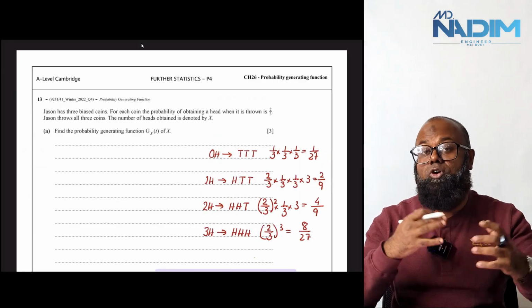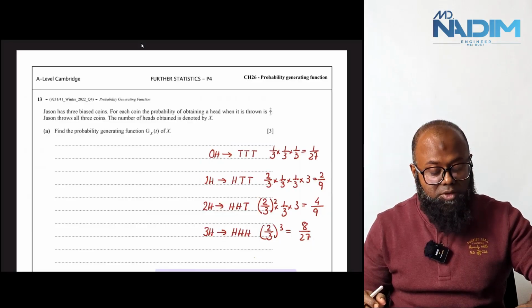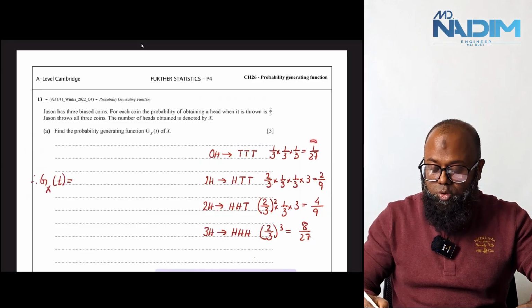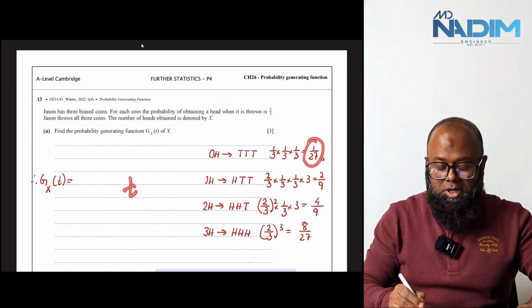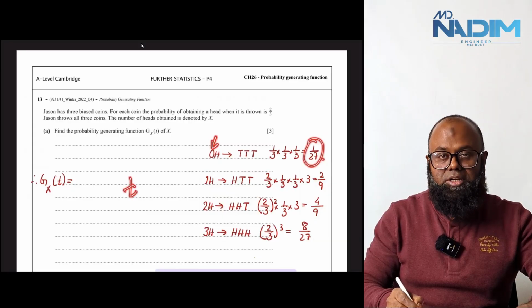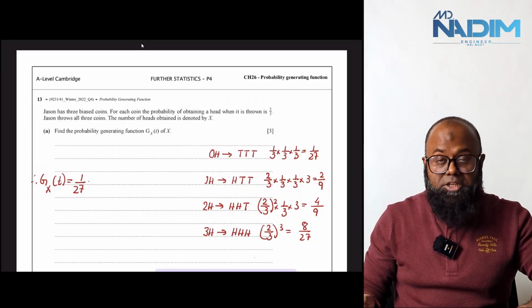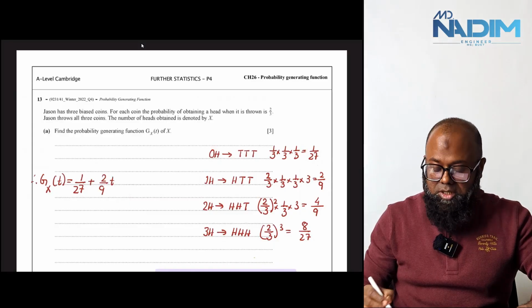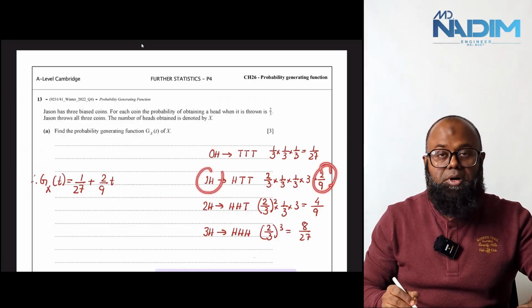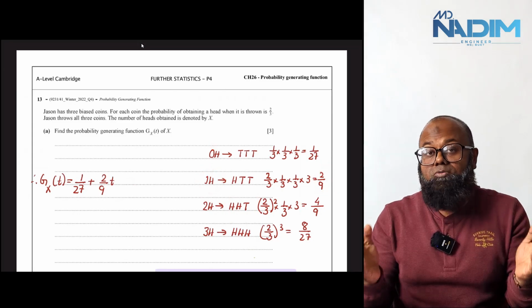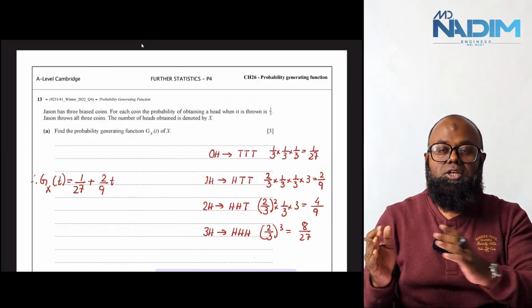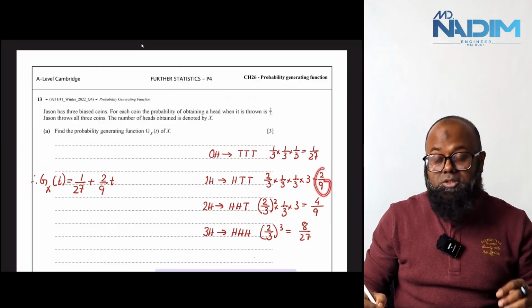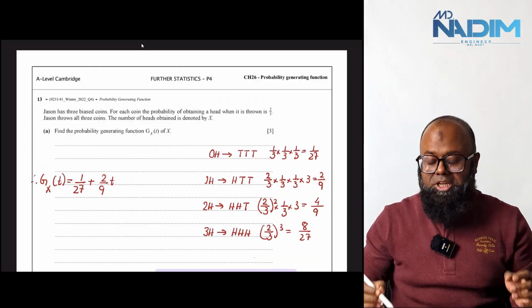Now how to form the probability generating function? Very simple guys. Take the coefficient and t to the power of the value of the random variable. So it would be 1 by 27 plus 2 by 9 into t to the power... t will take the power of the possible value of the random variable, and the coefficient of t would be the probability.